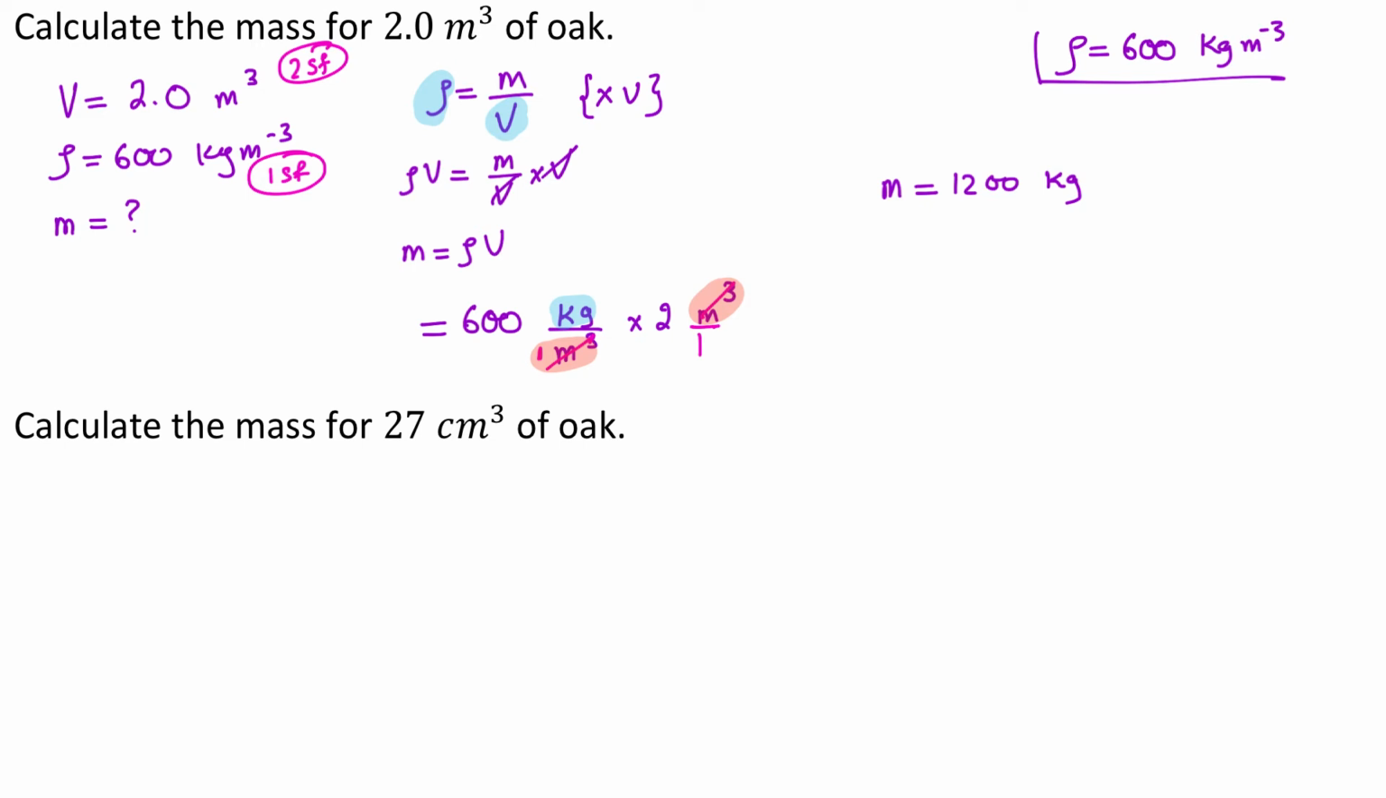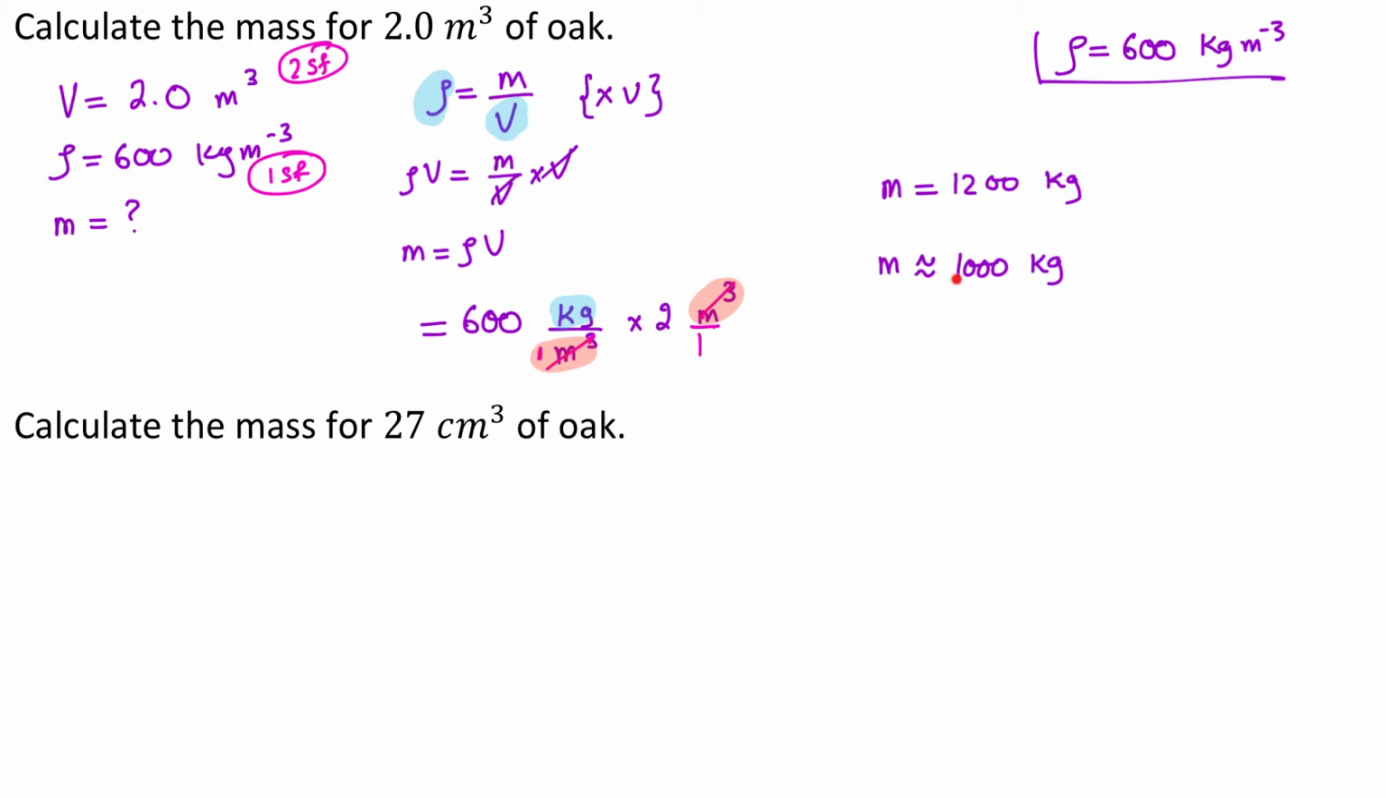So when we're multiplying or dividing, we always write our final answer in the least number of significant figures. In this case, the least number of significant figures between the two values that we used initially is just 1, meaning my final answer needs to be rounded down to that many significant figures. In order to write this properly, instead of the equal sign, I'm going to say mass is approximately equal to 1,000 kilograms.